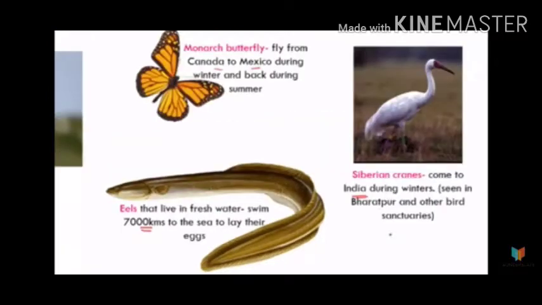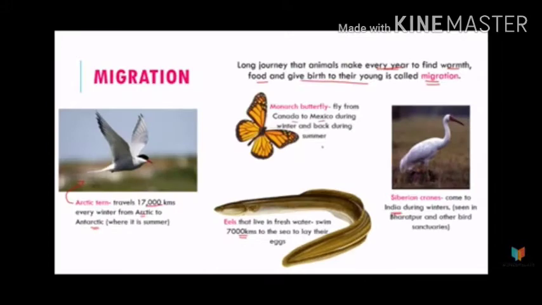And the last example is Siberian cranes. They come to India during winters. In India, you can see them in Bharatpur and other bird sanctuaries. So with this, we have seen all about animals.